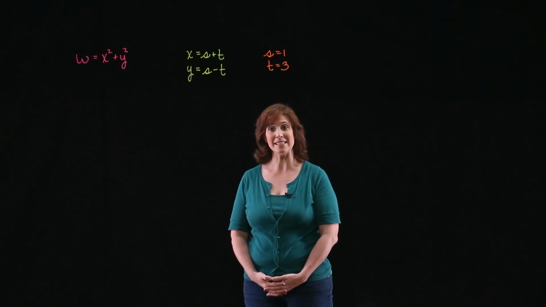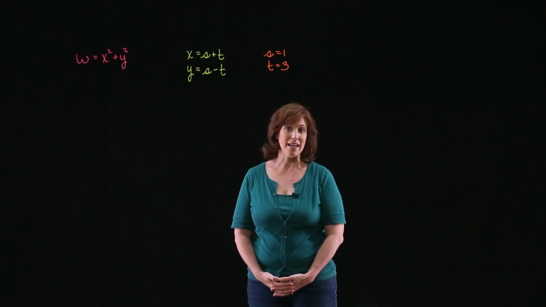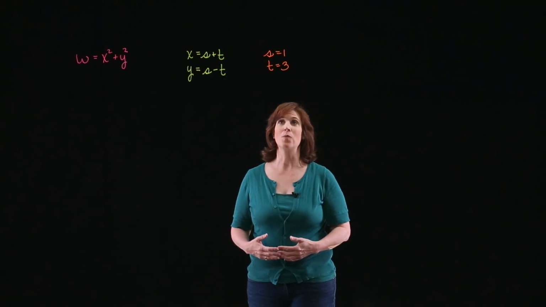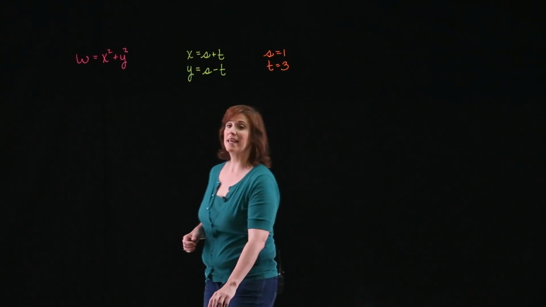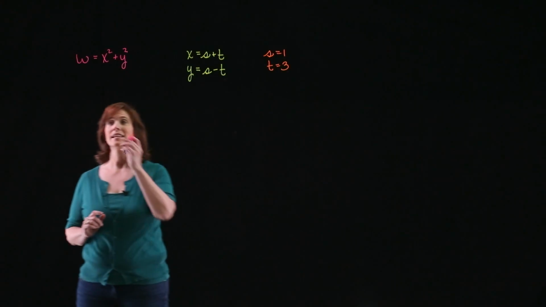We're going to be using the chain rule to evaluate the partial of w with respect to s and with respect to t. And once we do that, we'll then evaluate those partials when s is 1 and t is 3. So let's begin by getting the partial with respect to s.